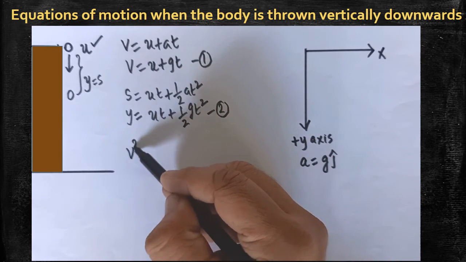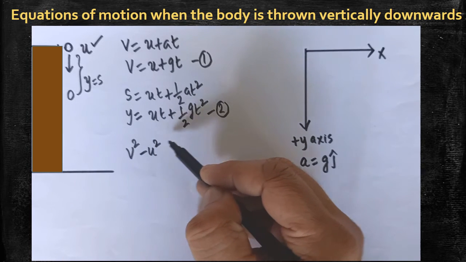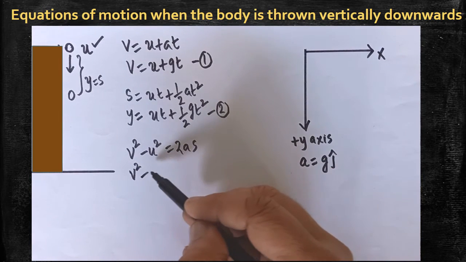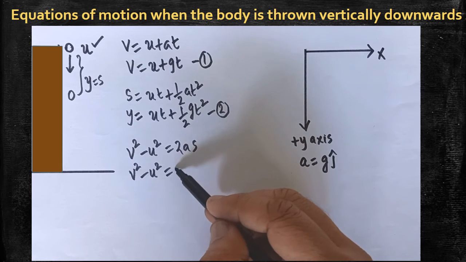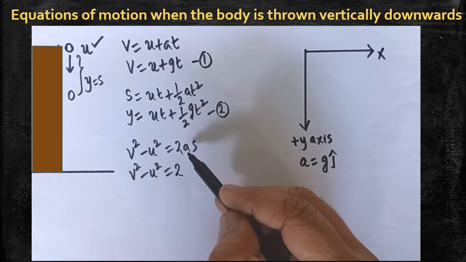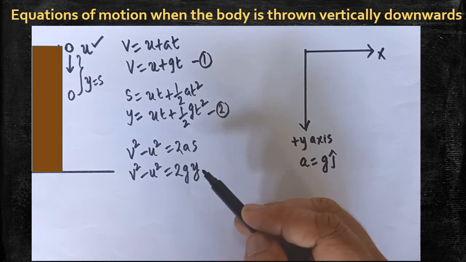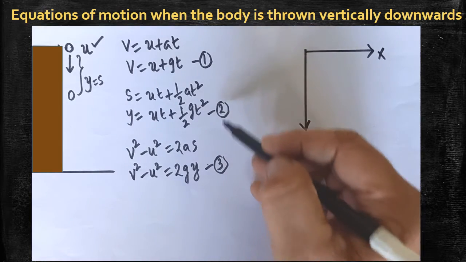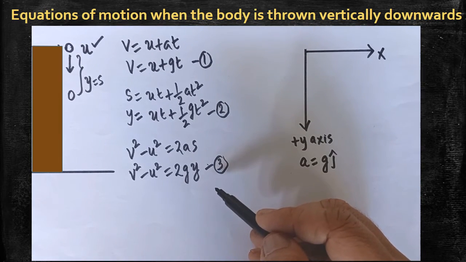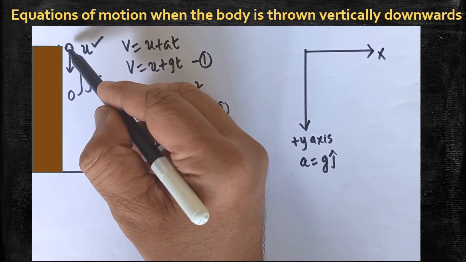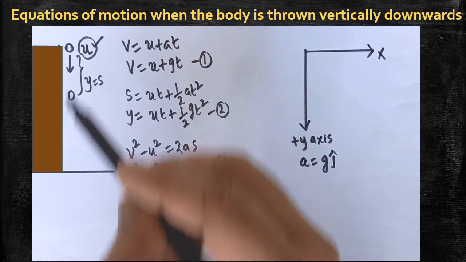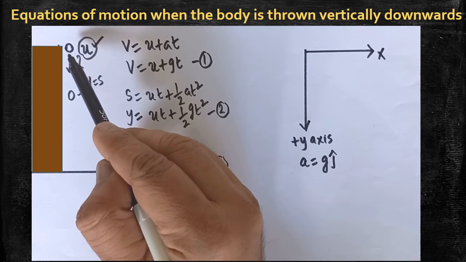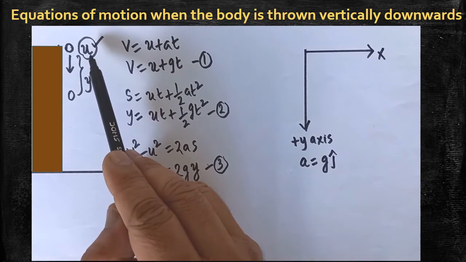Now the third equation of motion is v square minus u square is equal to 2as. So here v square is there, u square is also there. Instead of 2, we will write it as it is. a can be written as g, vertical displacement can be written as y. So this is the third equation of motion. Okay, first, second, third. These three equations are nothing but equations of motion when the body is thrown in the downward direction with some initial velocity u. Okay, don't forget, it is not a free falling body. This is the body which is thrown towards downward direction with some initial velocity. Understood?